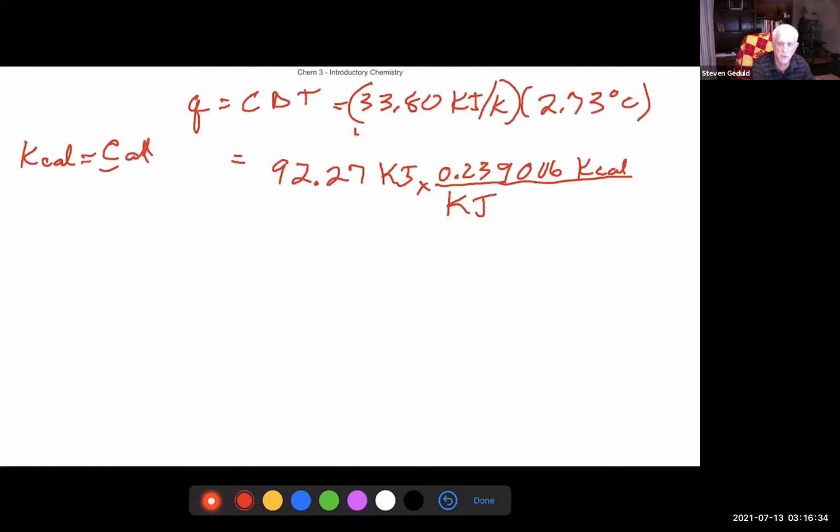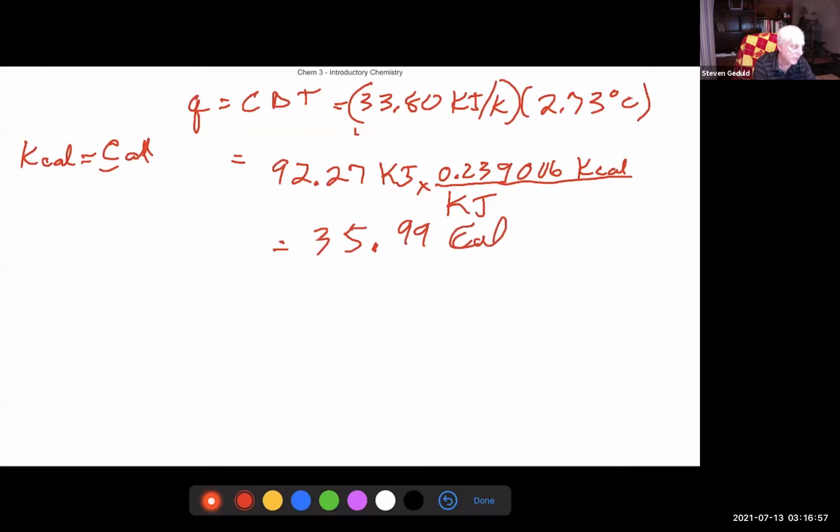Okay, so let's do the math: 92.27 times 0.239006 equals 35.99 nutritional calories. Okay, but that's not your answer. That's not what the question asks. That's how many nutritional calories are produced for 3.6 grams of the candy. It asks how many nutritional calories there are per 1 gram of the candy.